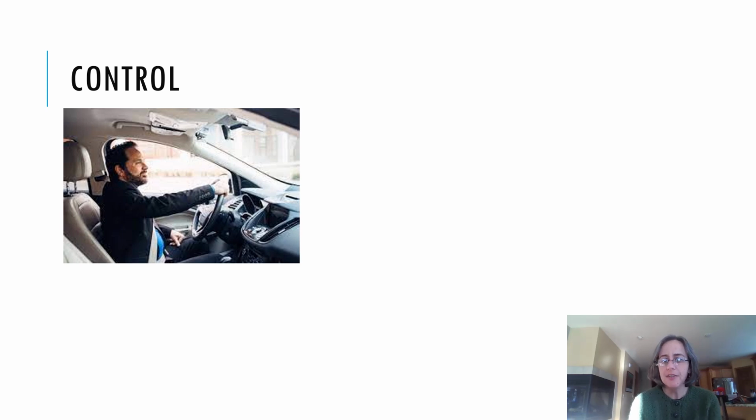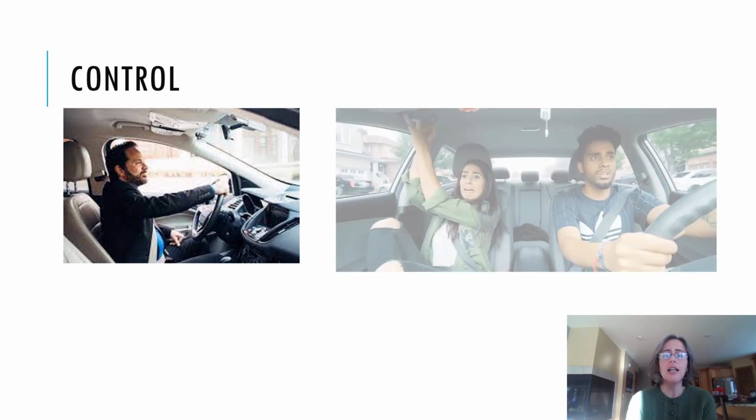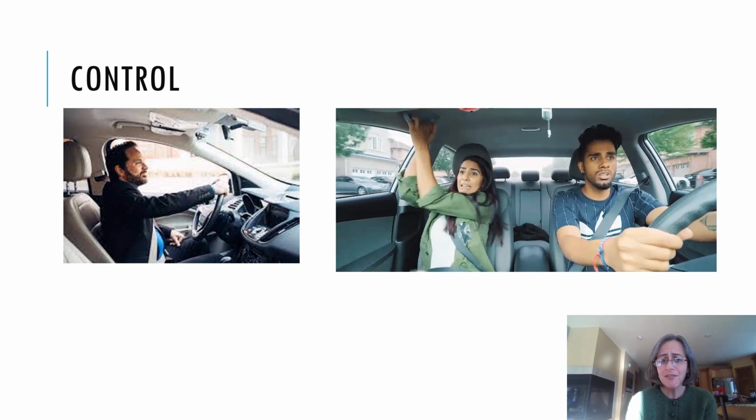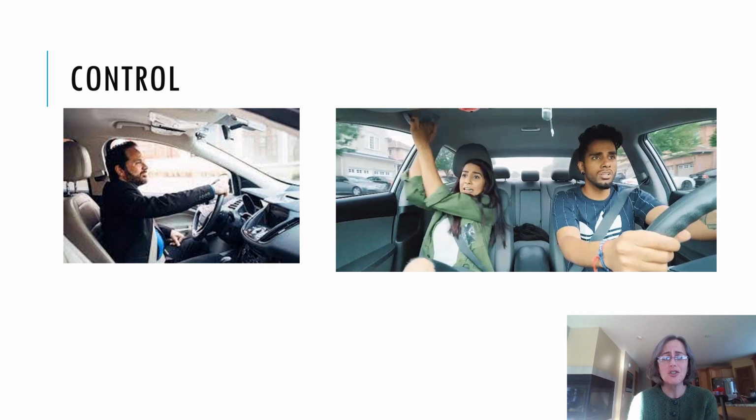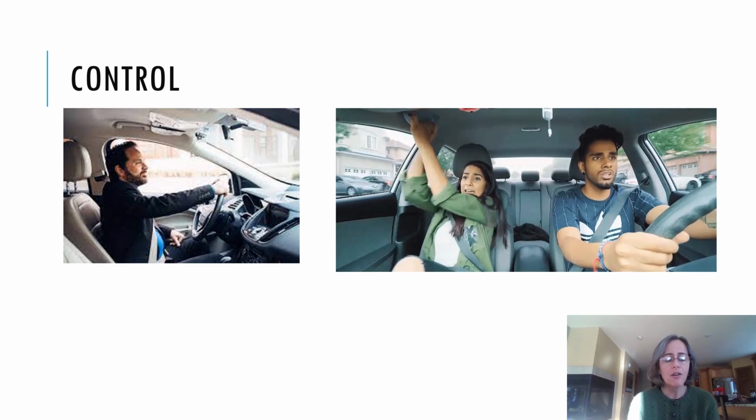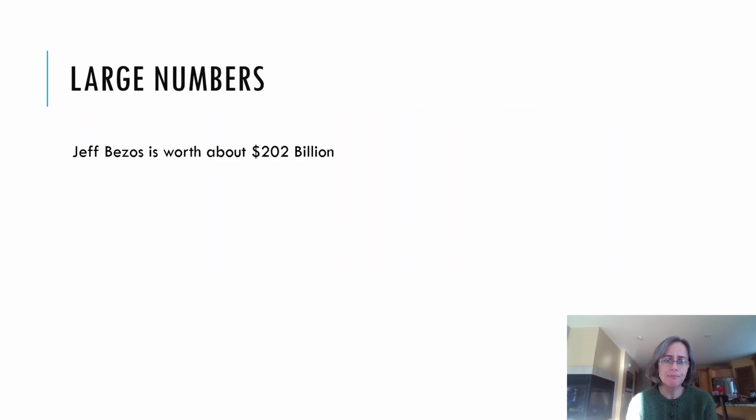A couple of other factors that are involved is control. So if you have control over the situation, you tend to feel less at risk. And we all know this because when we are driving, we often feel just fine with it. But sometimes when somebody else is driving, we don't feel so fine with it. So the ability to be in control also impacts our sense of risk. And finally, large numbers. So we tend to be really bad at understanding large numbers.